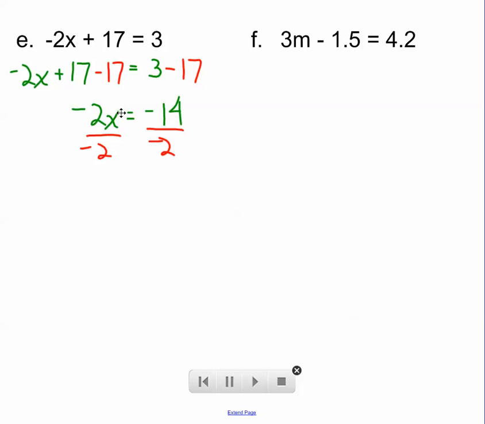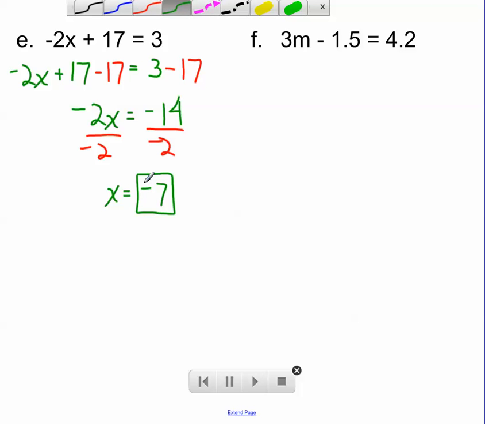Negative 2x divided by negative 2 is x. And negative 14 divided by negative 2 is not negative 7. It is positive 7. We really don't need that positive sign, so we'll just erase it. Okay, you can see what a big deal it is leaving that negative off right there. It's almost like I did that on purpose, but not really.